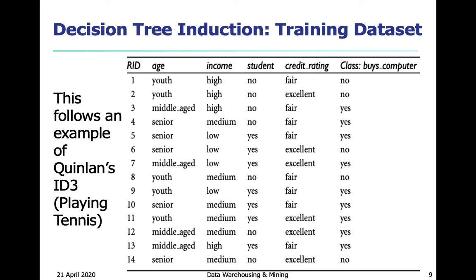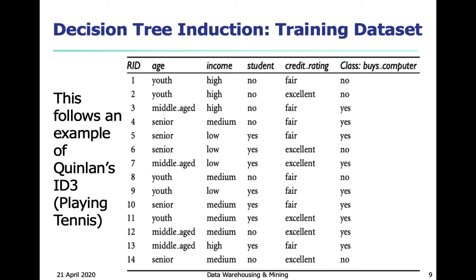So ID3 and CART were invented independently of one another at around the same time, but they follow a similar approach for learning decision trees from training tuples. ID3, C4.5, and CART adopt a greedy approach in which decision trees are constructed in a top-down recursive divide and conquer manner.